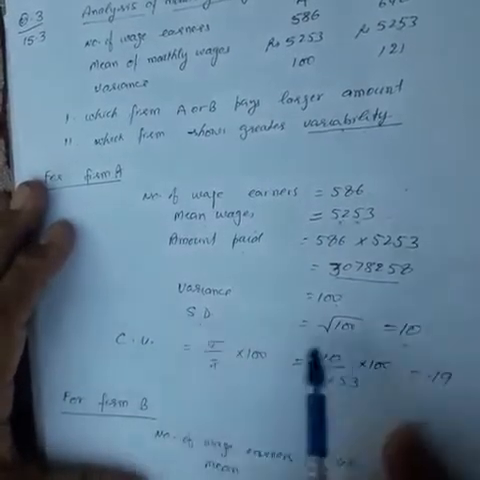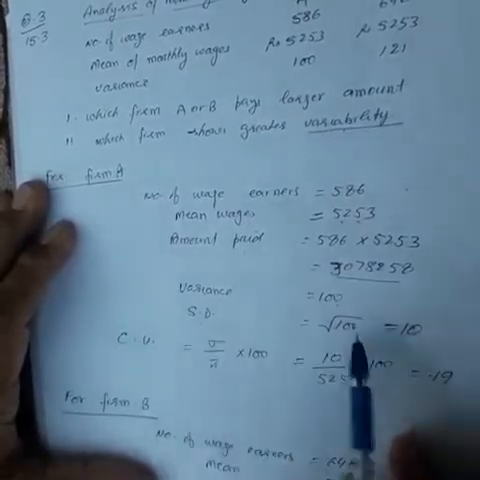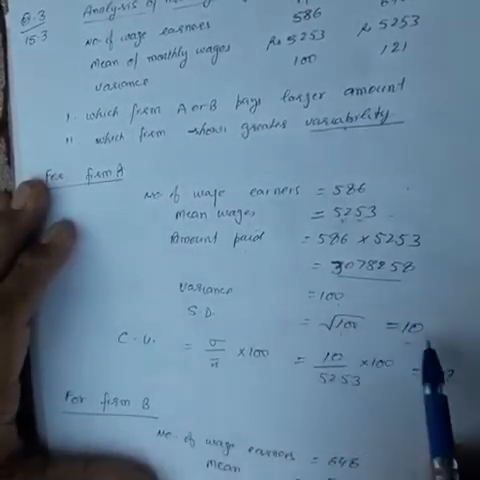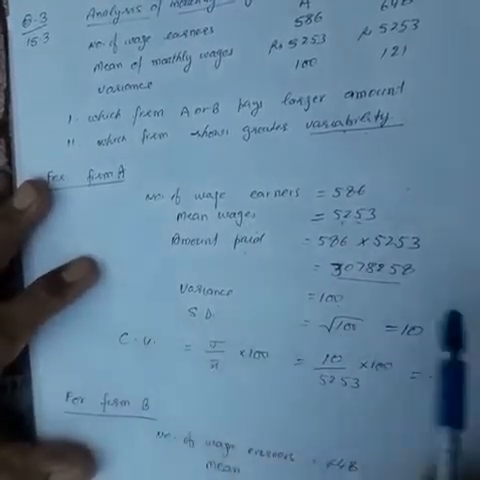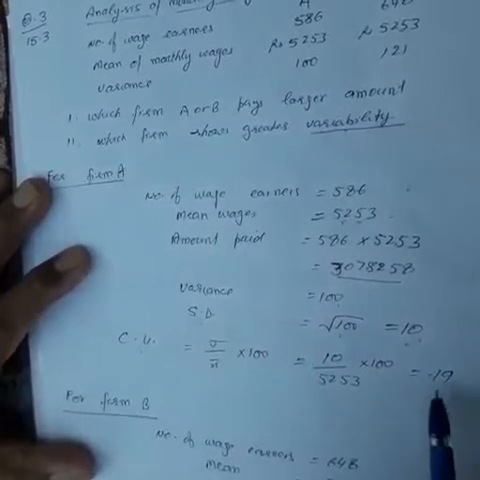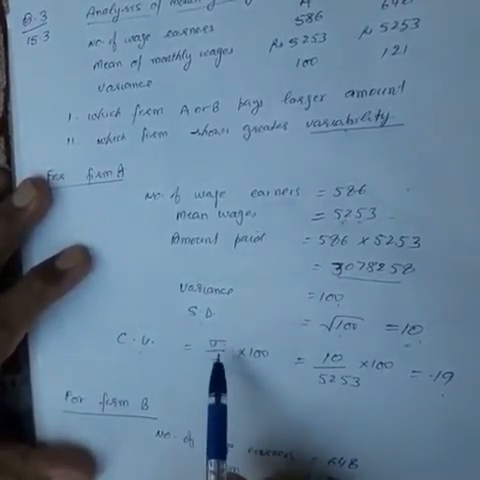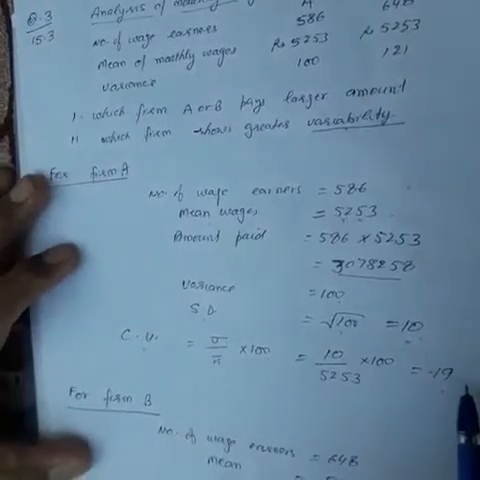So we need standard deviation for the coefficient of variance. Standard deviation is the square root of variance, and it is 10. Now calculate the coefficient of variance. The values are given, so calculate it: standard deviation upon mean into 100, and it is 0.19 after calculation.